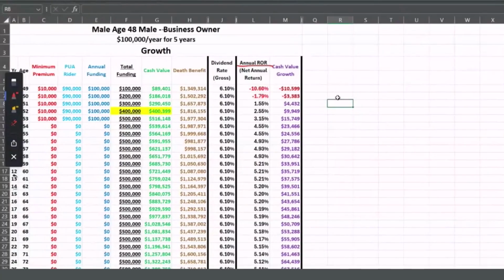So annual ROR is just the net annual rate of return. First year, negative 10.6%. Next year, negative 1.79%. The reason why is because the first year was 89,000 and change. You paid in 100. Now it's worth 186. Think of it this way. If you had $89,000 sitting under your mattress and you add $100,000 to it, how much would you have under your mattress?